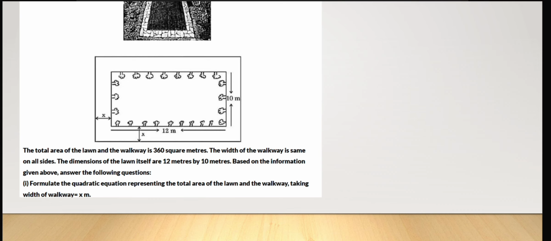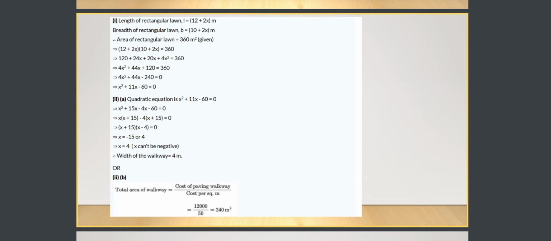Formulate the quadratic equation representing the total area of the lawn and the walkway, taking the width of the walkway equals x meter. Pause this video and try this question by yourself. I hope all of you have done this question. So move to the solution of this question.